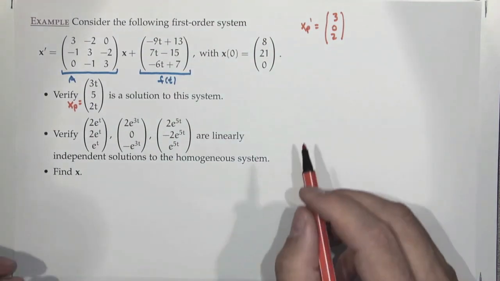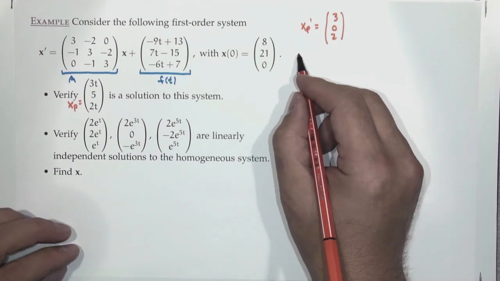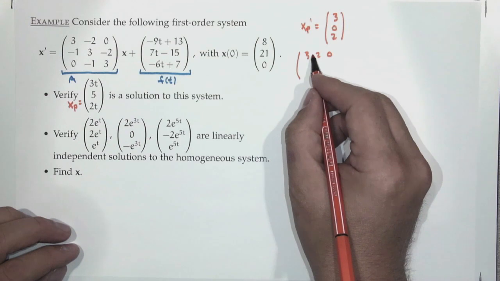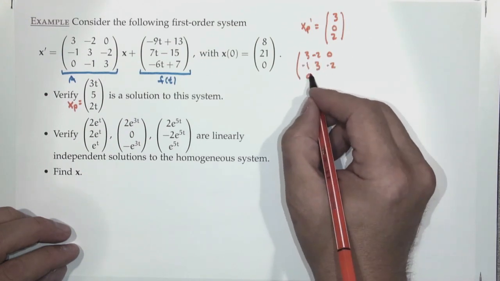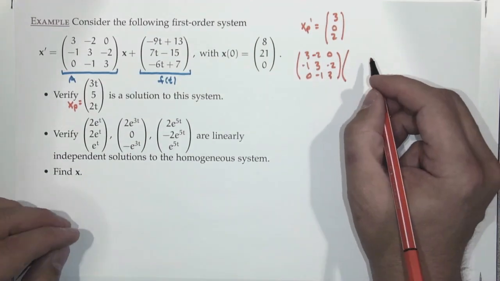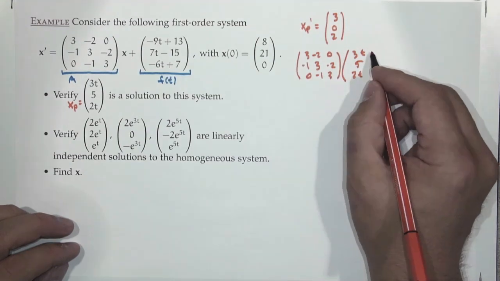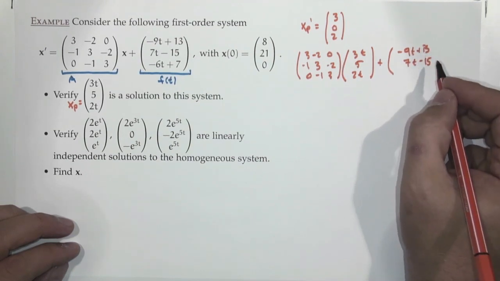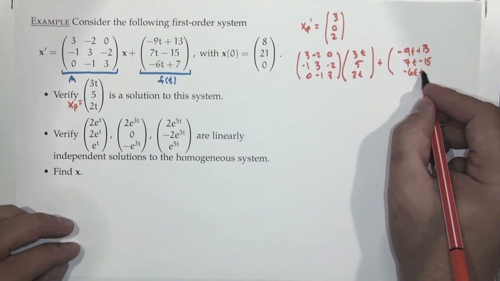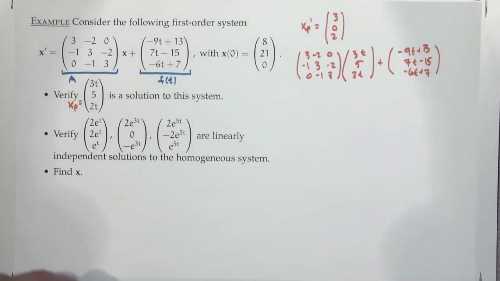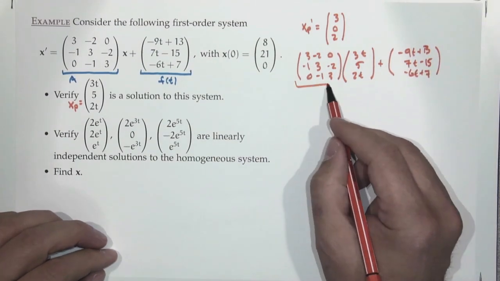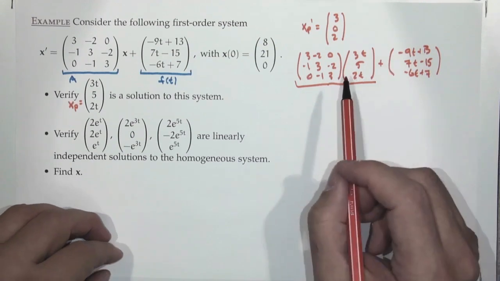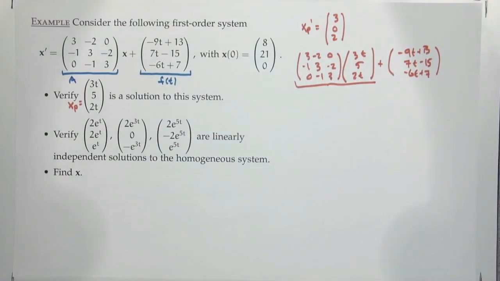That's the left-hand side. Now, we're going to figure out, all right, what is our A, which is 3, -2, 0; -1, 3, -2; 0, -1, 3, times our x, which is (3t, 5, 2t), and add that to (-9t + 13, 7t - 15, -6t + 7). Okay, so this is the right-hand side. All right, we begin. Okay, we'll start at the beginning. Multiplication here. So, it's a matrix times a vector. This is the kind of operation you should get comfortable with because you'll see it again.